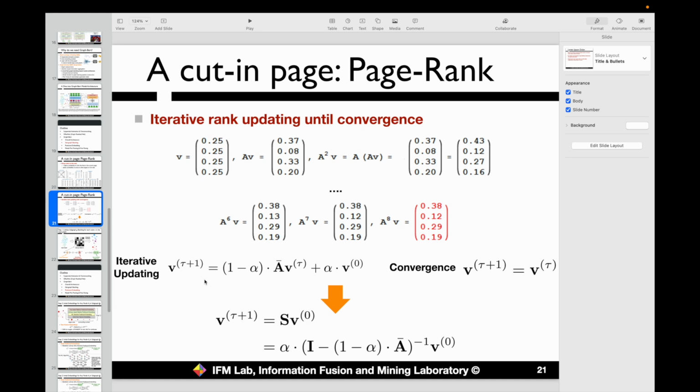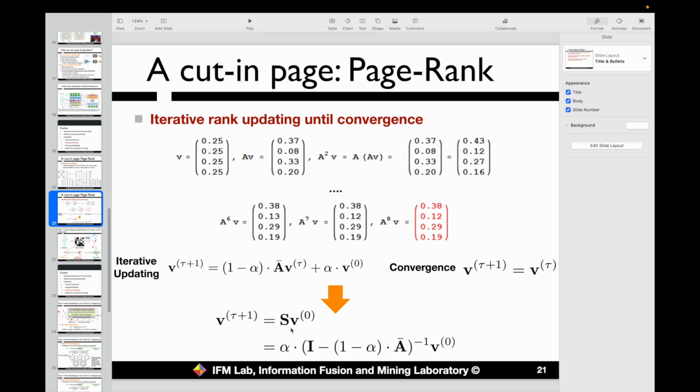In other words, instead of doing this iterative updating of the vector V we show here, we can actually calculate this V vector directly by following the formula that we show at the bottom part. We define this V tau plus 1 at convergence as equal to the S matrix times V0. This V0 is the initial ranking score among different pages. These are normally assigned with equal values. And we can calculate V tau plus 1, the convergence one, by multiplying this V0 with the S matrix.